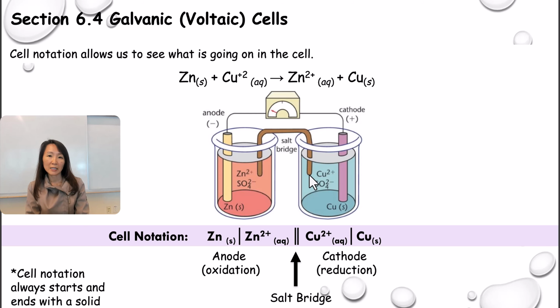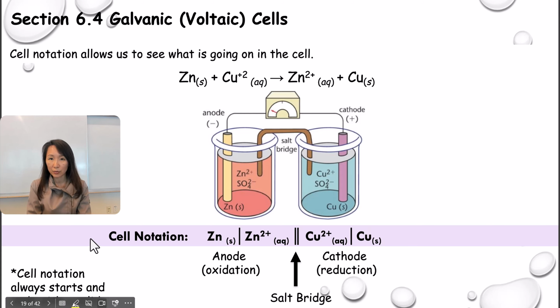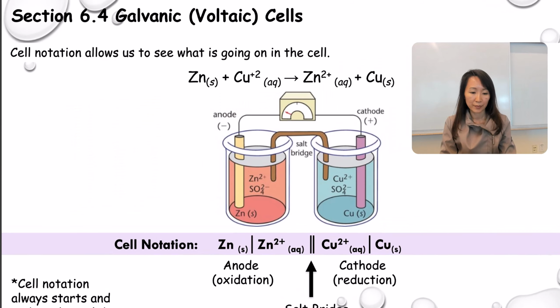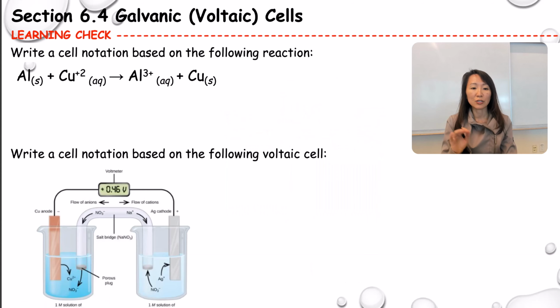Please take into consideration that on the left and the right, it always starts with the solid and ends with the solid. So we don't write zinc aqueous and then solid aqueous and then solid aqueous. It needs to start with the solid and end with the solid to show the entire cell notation. So we can go ahead and try writing the cell notation based on the following reaction. We'll try it for this one, and then you try this one and check the key.